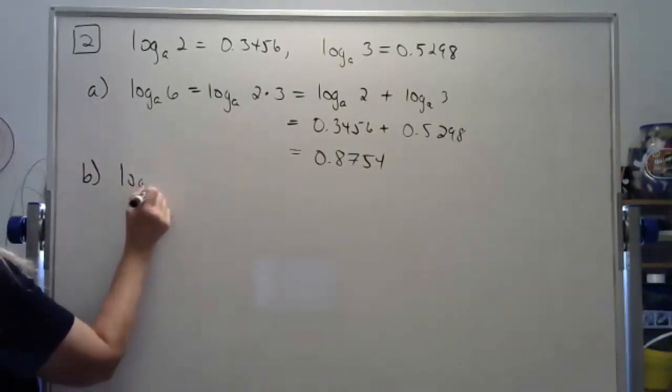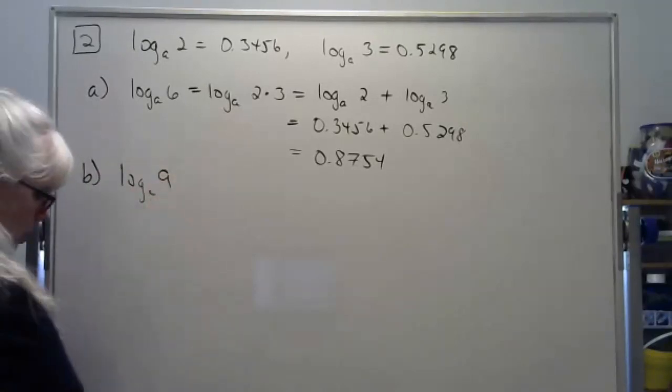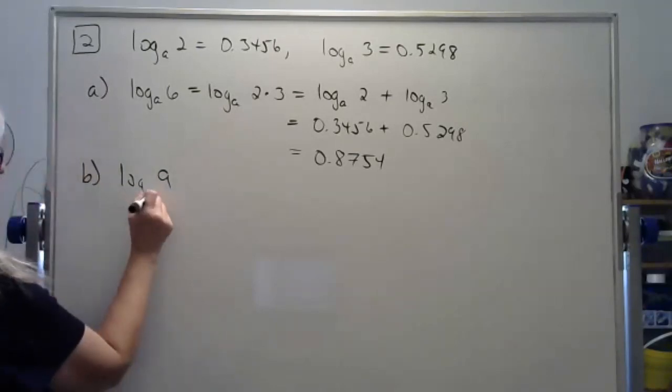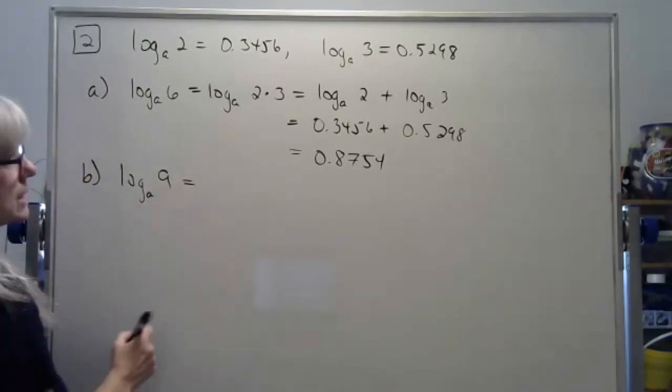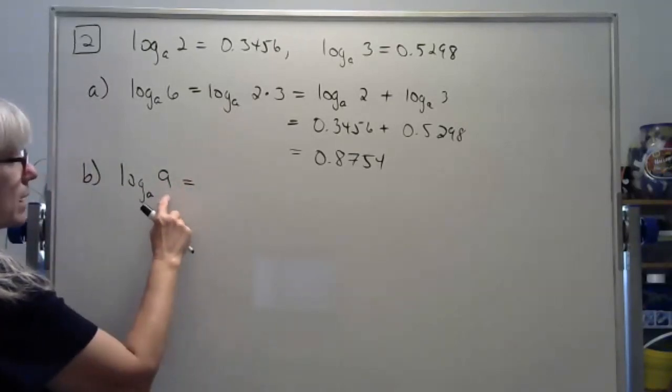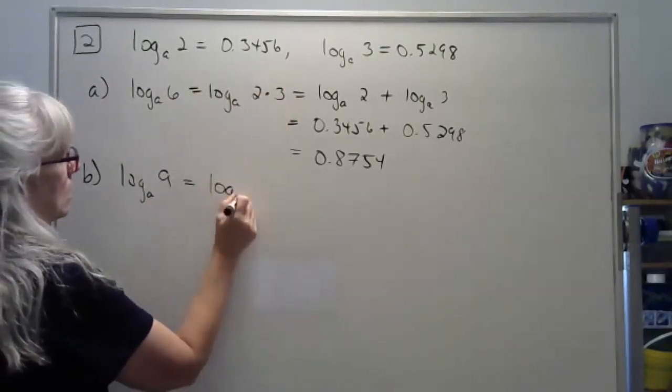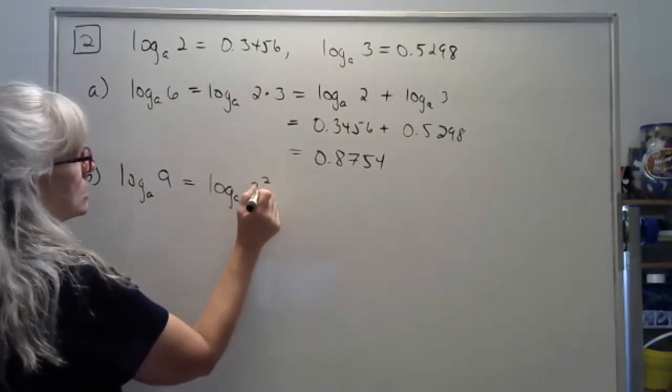How about, same idea. Let's do log base A of 9. So log base A of 9. Same dilemma. I have to be able to rewrite 9 in terms of 2s and 3s. Well, 9 just happens to be 3 squared.